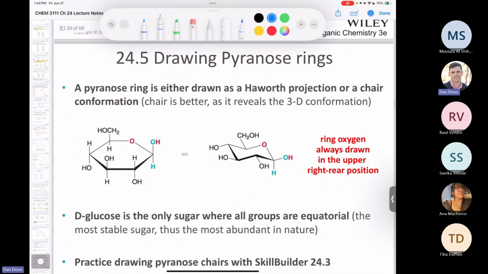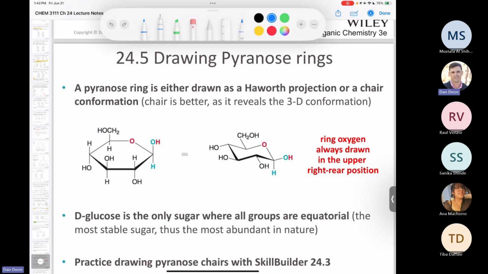Now, when it comes to drawing a pyranose ring, okay, it says here a pyranose ring, which is this one here. This is a Haworth projection, and this is a chair here. Well, we can actually draw our pyranose ring as either a Haworth projection or a chair. Both of them are fine, but it says here in the slides that the chair is better. Why? Because it reveals the 3D conformation. It tells you which hydroxyl groups are axial and which hydroxyl groups are equatorial.